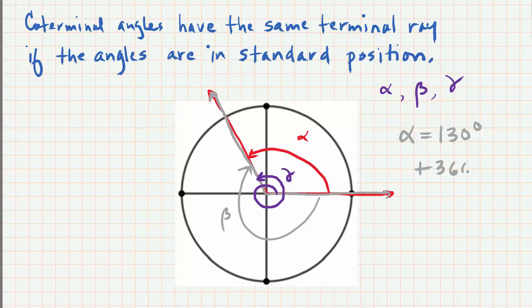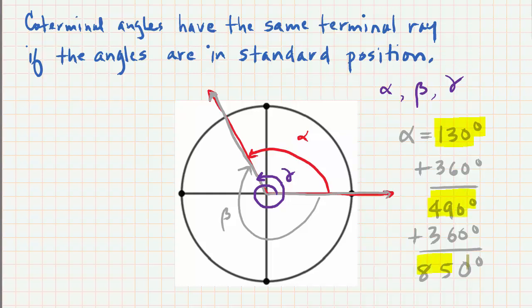So if we add 360 degrees, that will give us a coterminal angle. And we can continue on adding 360 to get different coterminal angles. So these three angles, 130, 490, and 850 degrees, are all coterminal.